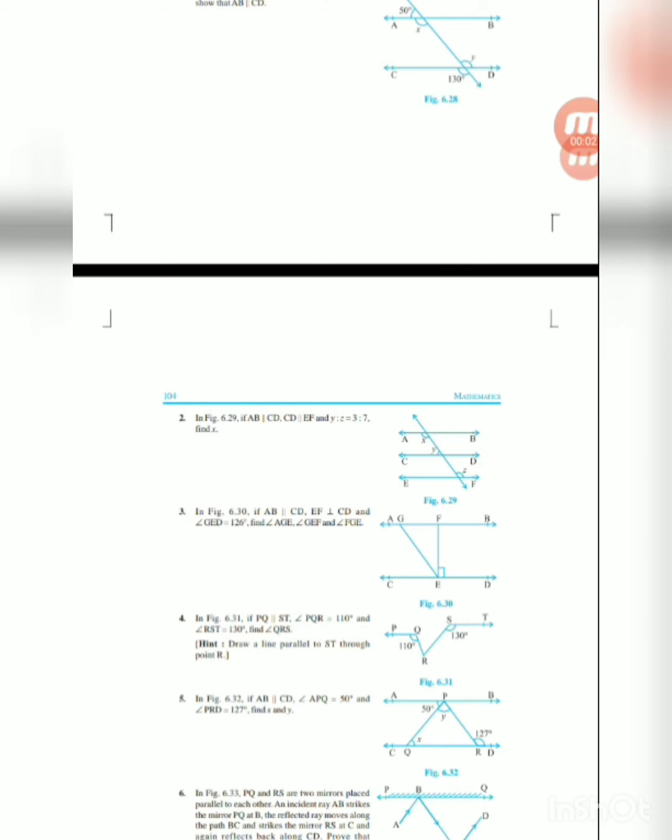Now question number 4. In figure 6.31, if PQ is parallel to ST, angle PQR is equal to 110 degrees and angle RST is equal to 130 degrees, find angle QRS. Hint: draw a line parallel to ST through point R.